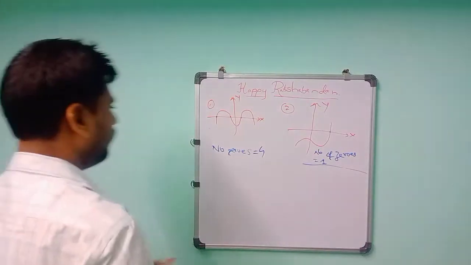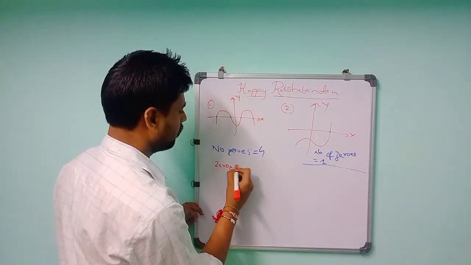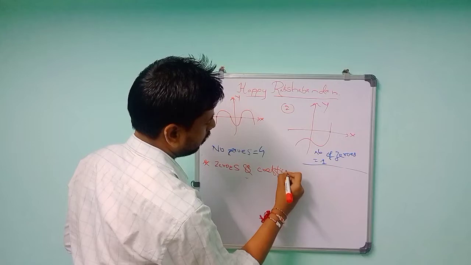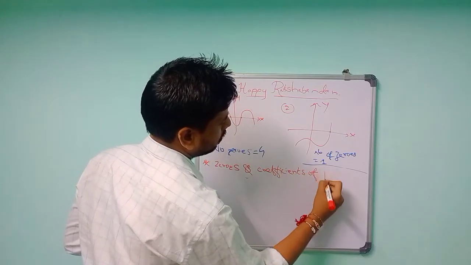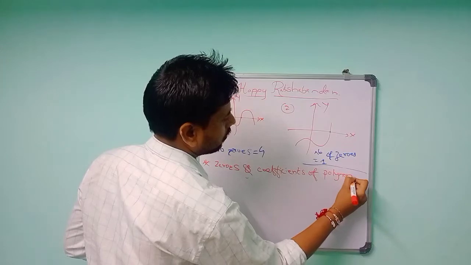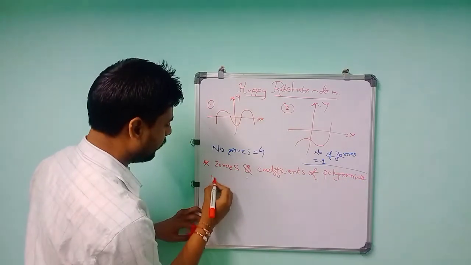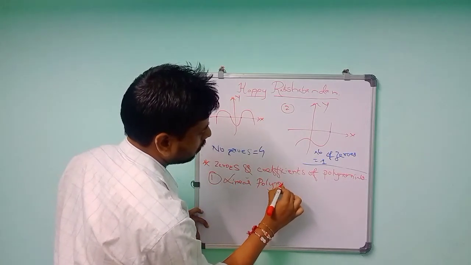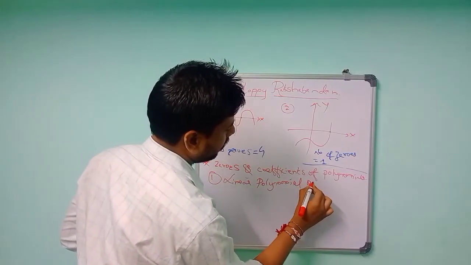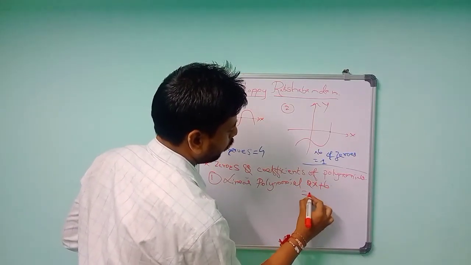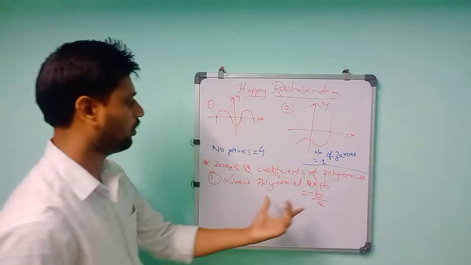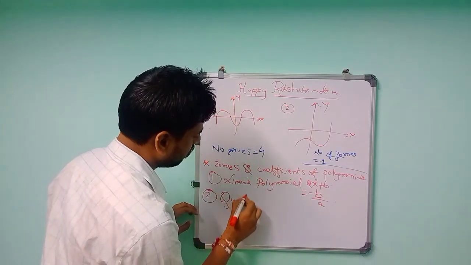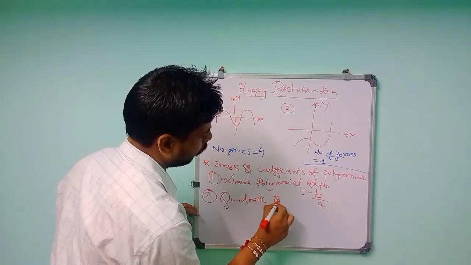the relationship between the zeros and coefficients of polynomials. As we know, in the linear polynomial, the general form is ax plus b, and the zero of the polynomial will be minus b by a. So you already learned this one. Next is the quadratic polynomial.